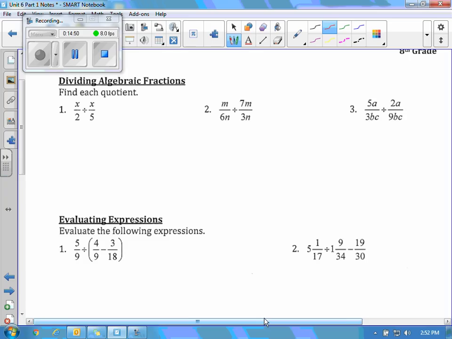So I'm going to start by rewriting the first one. So keep the first one the same, keep change flip, change division to multiplication, flip the second. Okay. Now I'm going to write it out like this and simplify it if I can.